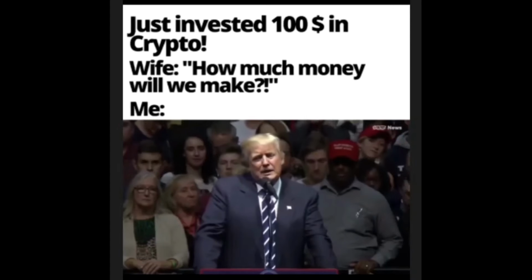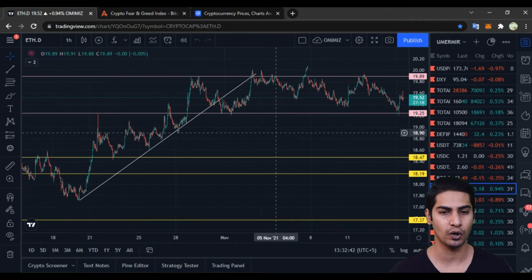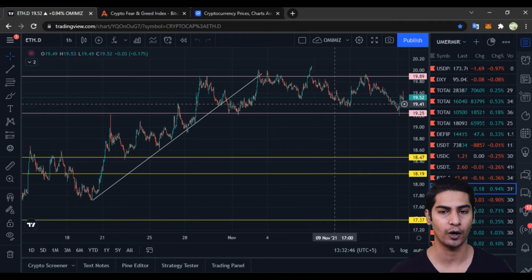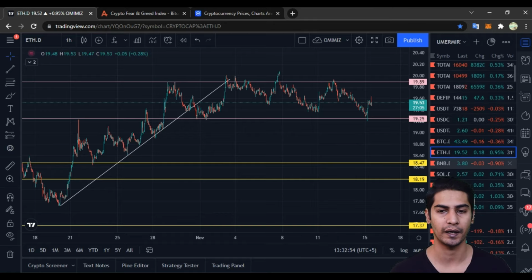And billions and billions of dollars. So let's look at Ethereum's dominance in the charts. If we look, Ethereum dominance was in a very nice uptrend until it broke the trend, and now it's been sideways between 19.25 and 19.89. A few times we experienced a breakout where we touched 20, otherwise we've been in the 19s.